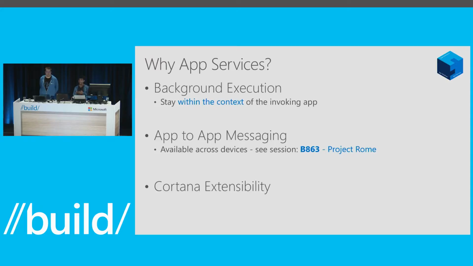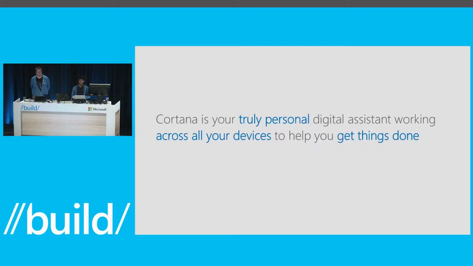And finally, I mentioned a little bit about this earlier, but Cortana extensibility. App services are super crucial for Cortana extensibility. So Cortana is your truly personal digital assistant. It's working across all of your devices to help you get things done. But what they don't tell you is it's actually using app services and Launch URI. I've been telling them to make this their marketing slogan. I think your version is way better. Yeah, right? I don't know why they don't switch it.